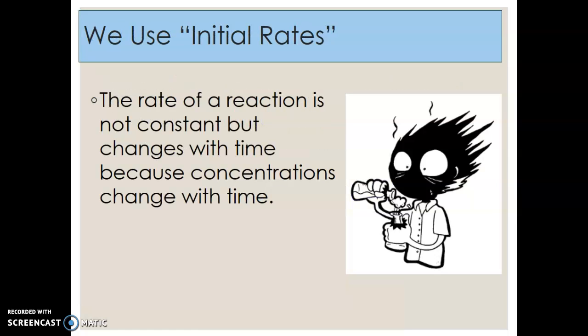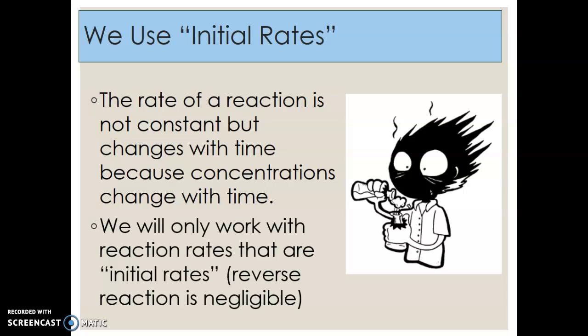So we use initial rates. The rate of a reaction is not constant, but it changes with time because the concentrations change with time. So this is why it's an average. We will only work with reaction rates that are initial rates, meaning that we're only looking at the reaction going in the forward direction. We're not going to look at the reaction going in the reverse direction.